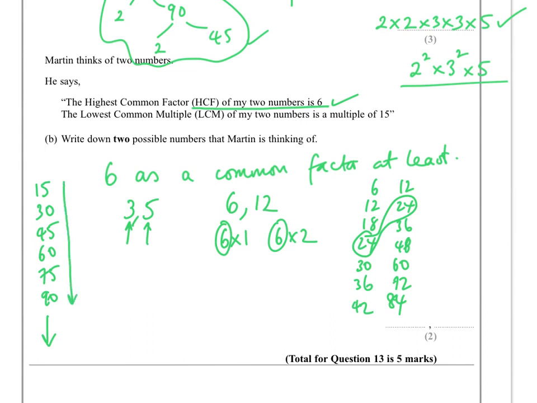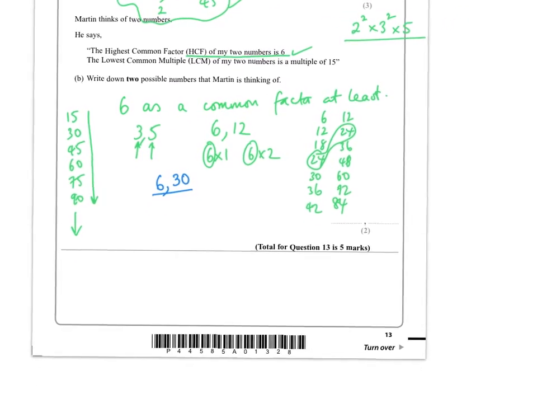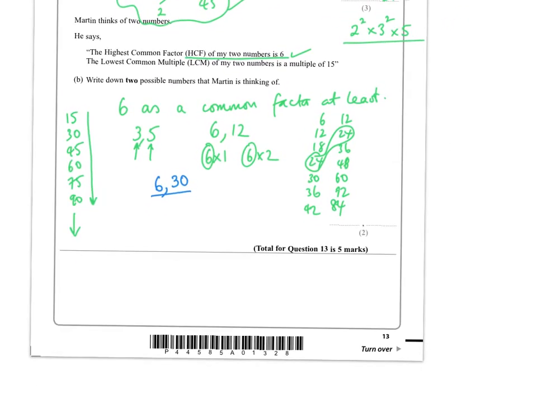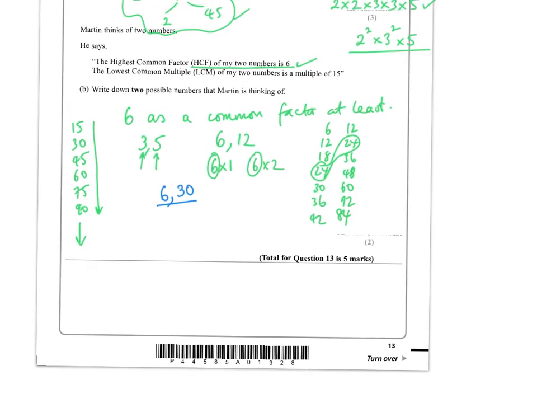So you have a think first. What two would you start with? Well, I think I'd go with something like 6, and I don't think I'd try 18 next. I might go with 30. Let's have a look at those two. Now, first of all, if we look at the highest common factor, so 6 times 1 is 6, and 30 is 6 times 5, so 6 is the highest number that goes into both of them, so that's good.